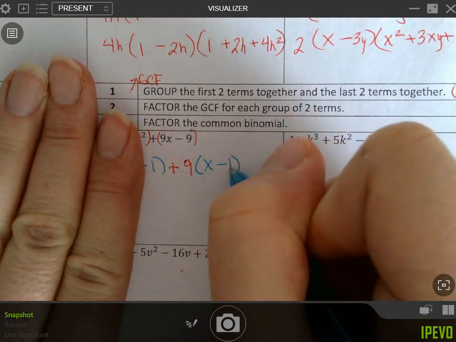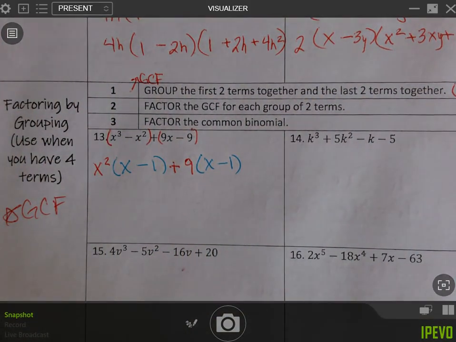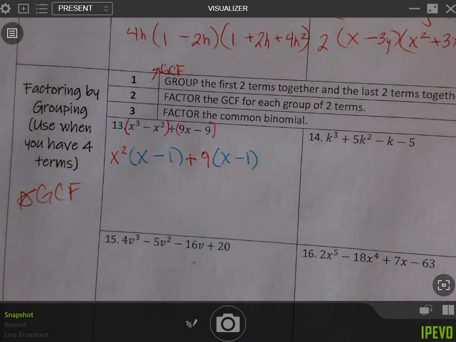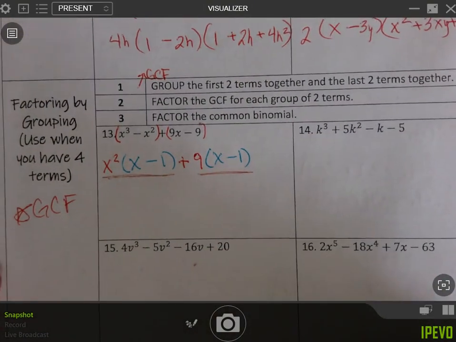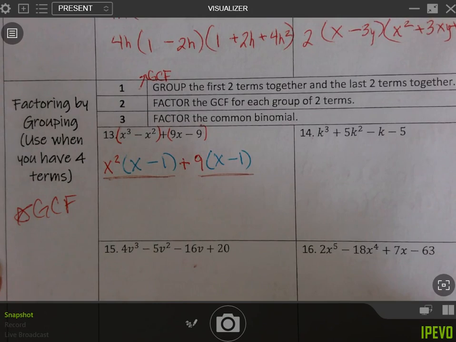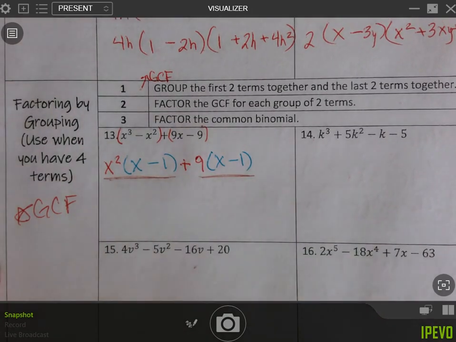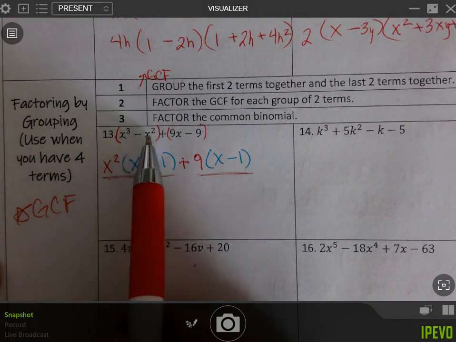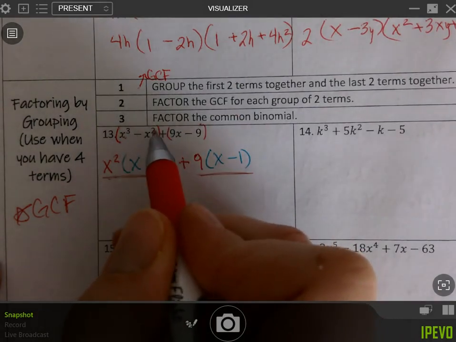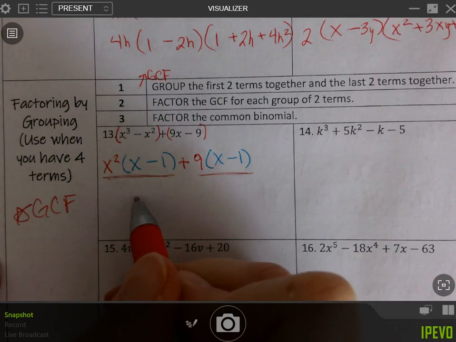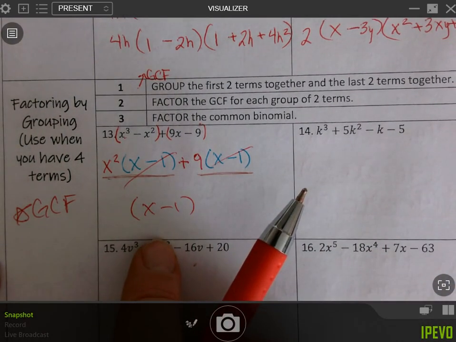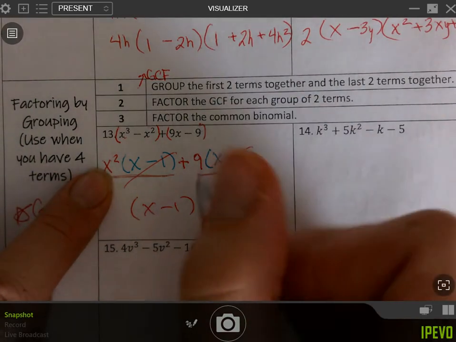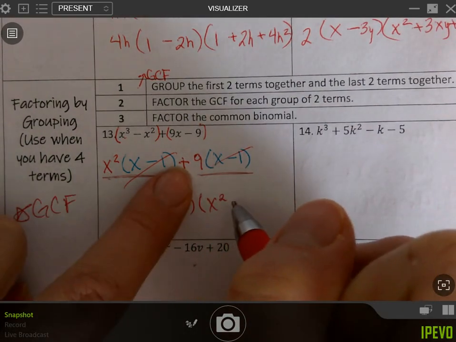x minus 1. All right, at this point, I have two terms. I've got this term here, and I've got this term here, right? What do they both have? They both have the x minus 1 in common. So you know how we took out the x squared, we put it out front, and then we knocked it out of both of these? Well, the GCF of these two is x minus 1. I am pulling that out front, and I'm going to redistribute that to the leftover x squared plus 9.